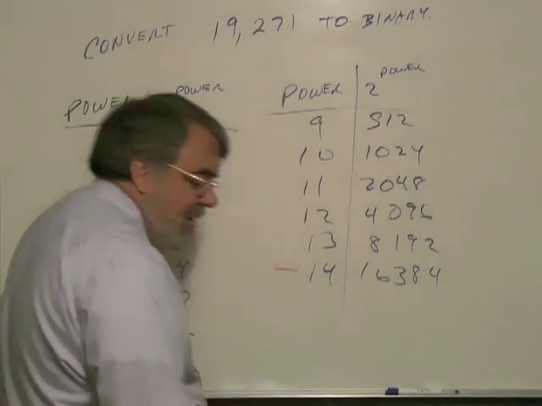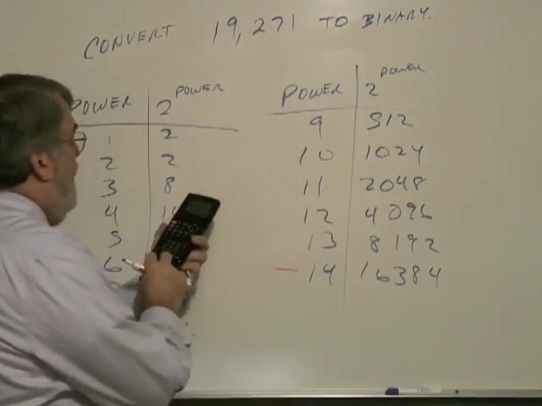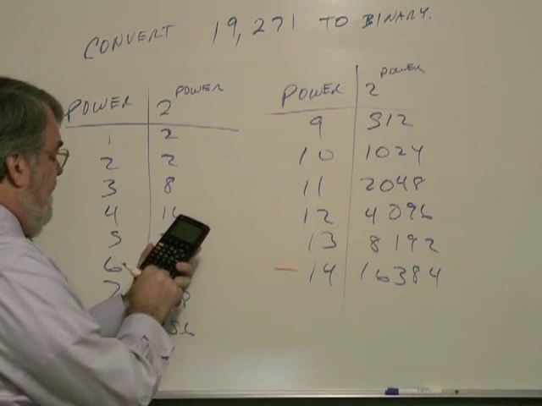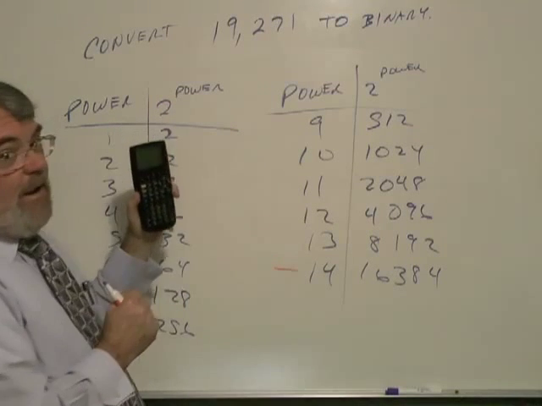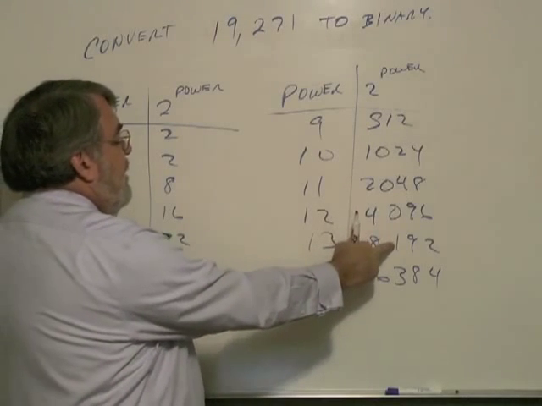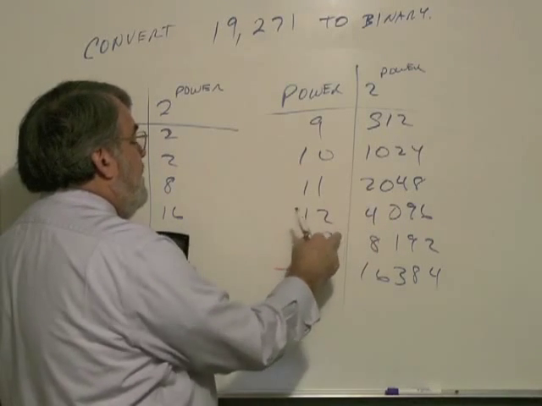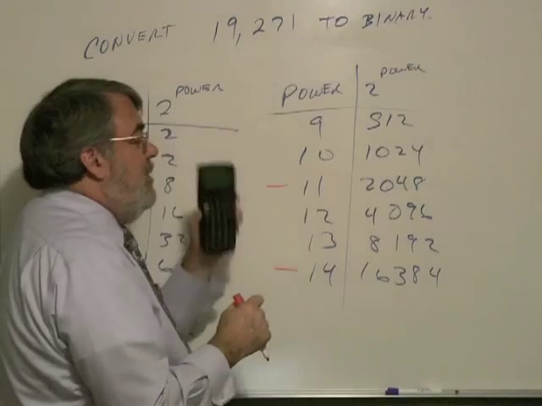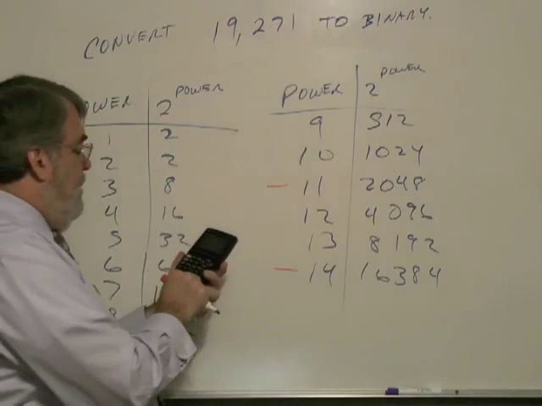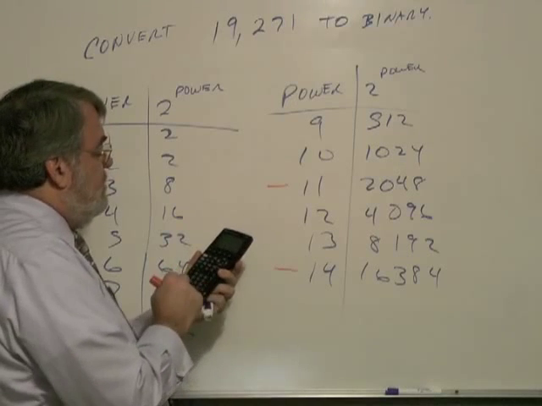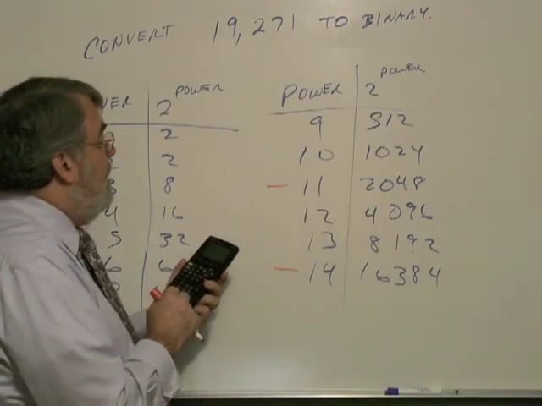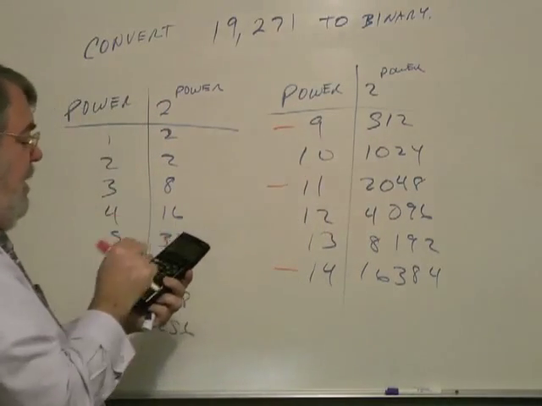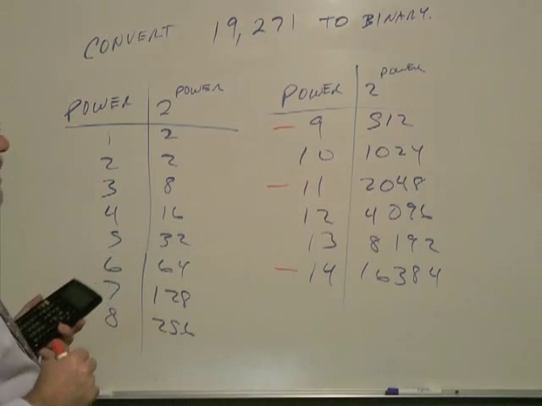Okay, so I'm going to take 19,271 and subtract 16,384. I get 2,887. So 2,887 is smaller than these two numbers. However, I can subtract 2,048. So I'll take the number on my calculator, 2887, and subtract 2,048. I get 839. So that's larger than 512, but smaller than 1024. I can subtract 512. So 839 minus 512 is 327.